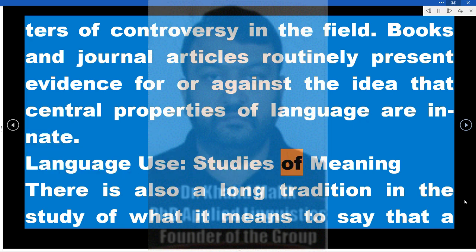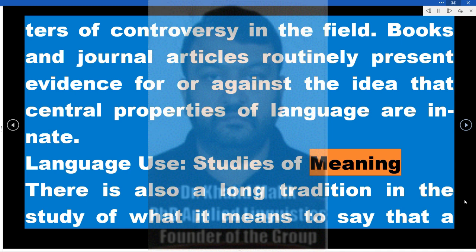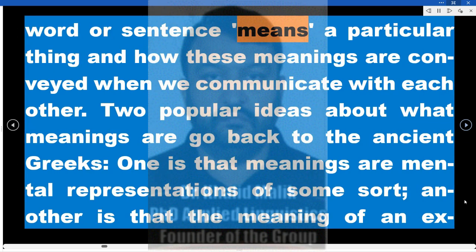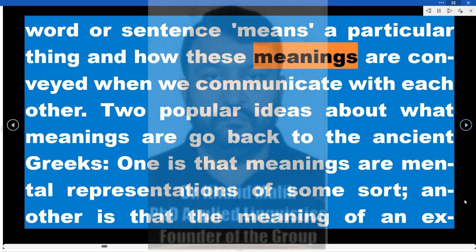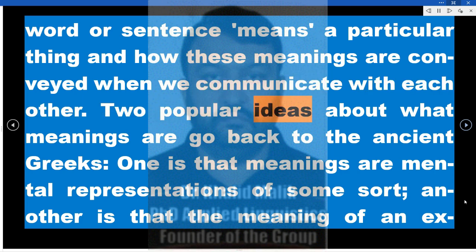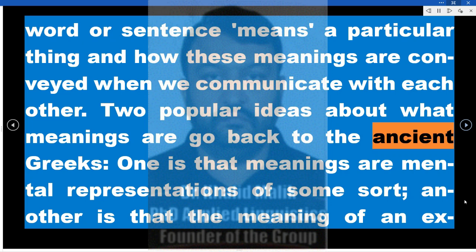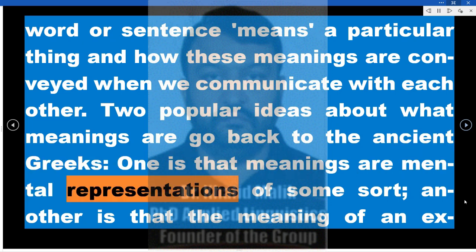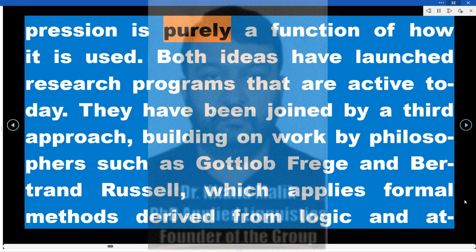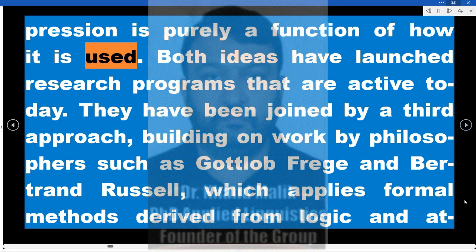Language use, studies of meaning. There is also a long tradition in the study of what it means to say that a word or sentence means a particular thing, and how these meanings are conveyed when we communicate with each other. Two popular ideas about what meanings are go back to the ancient Greeks. One is that meanings are mental representations of some sort. Another is that the meaning of an expression is purely a function of how it is used.